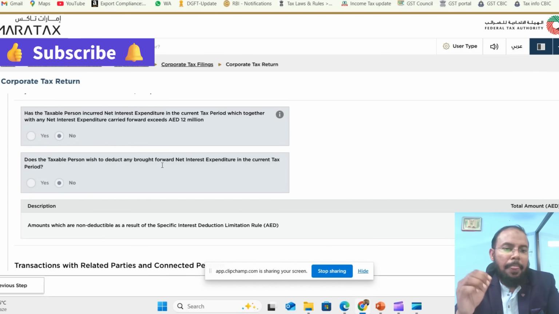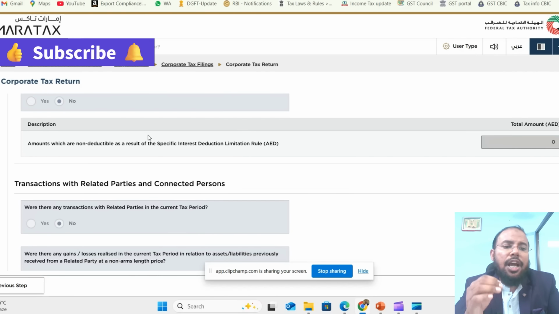Further, does the taxable person wish to deduct any brought forward net interest expenditure in the current tax period? If due to that rule there is any brought forward net interest expenditure in the current tax period, we need to inform accordingly here. Further, the amount which is non-deductible as a result of this rule, we need to inform here.